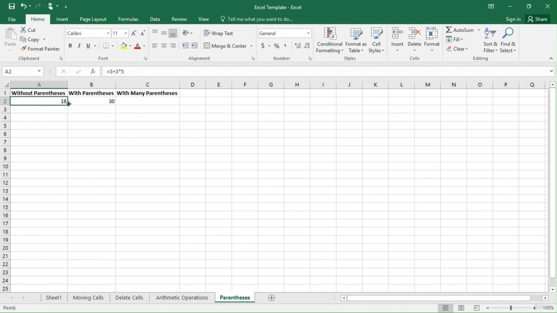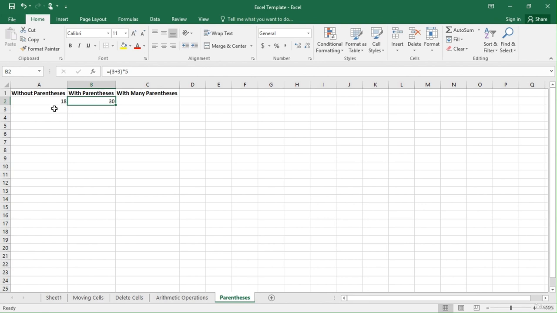For the one without parentheses, it calculated all the values at once. So we started with 3 times 5, then plus 3. We have 18. Now with parentheses, this is what happens. It starts with the one inside the bracket. 3 plus 3 gives us 6, multiplied by 5, which gives us 30.